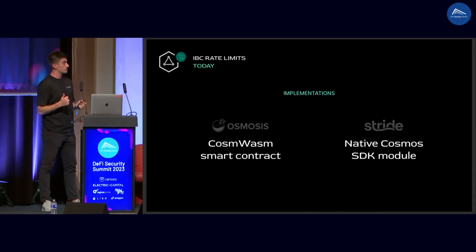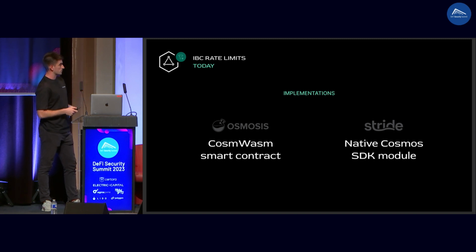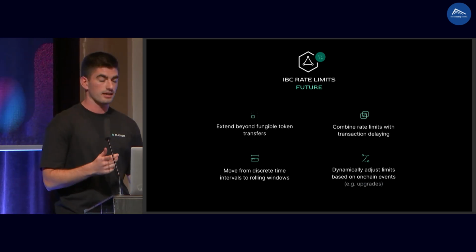We have two implementations. The first one is by the Osmosis team, and this is implemented with CosmWasm smart contracts, which is a framework written in Rust for Cosmos and compiled to WASM. And then we have the native Cosmos SDK module written by Stride. And this is just the present. This is in production. This is live.